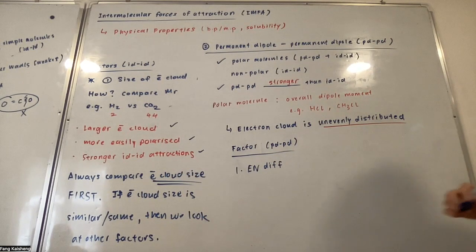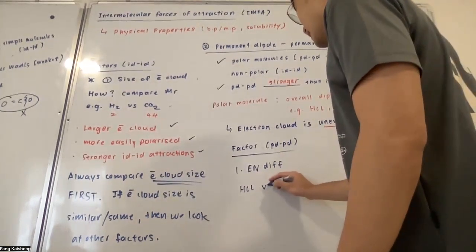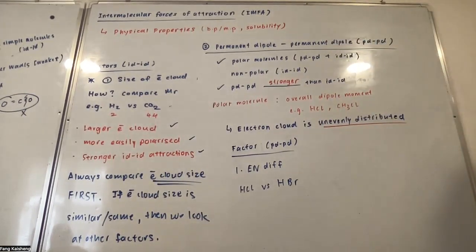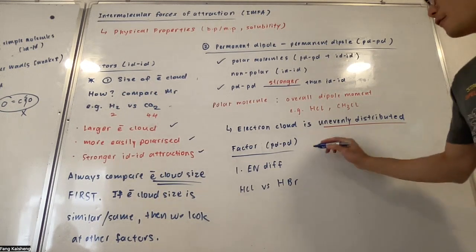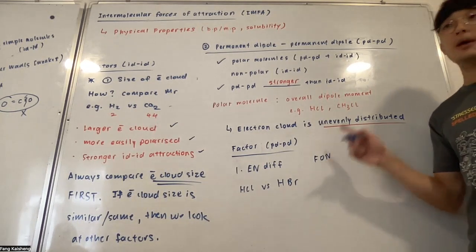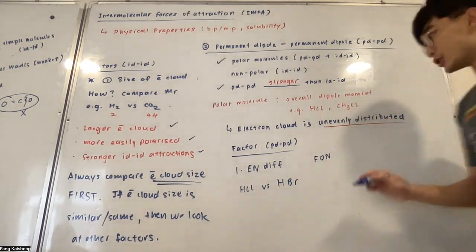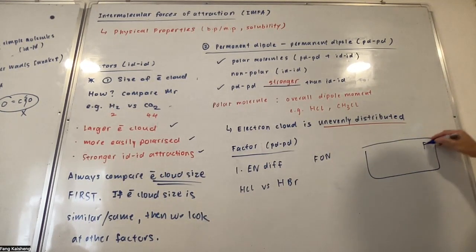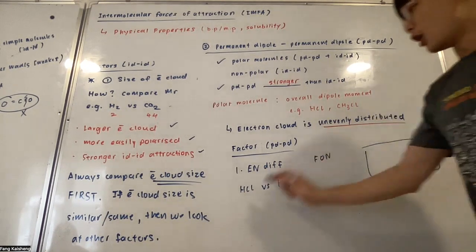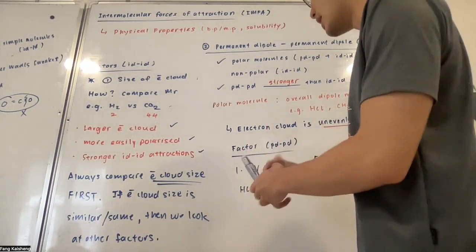So I can give you a very simple example. HCl versus HBr. Now, which one has a greater electronegativity difference? Remember, what are the top 3 most electronegative elements? FON. Guys, the closer you are to F on the periodic table, the more electronegative you are. Does that make sense? FON is literally on the top right. Cl is here, Br is here. So who is more electronegative? Who is closer to F? Chlorine.